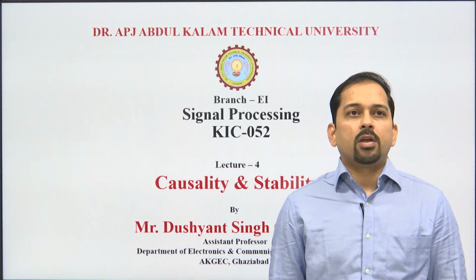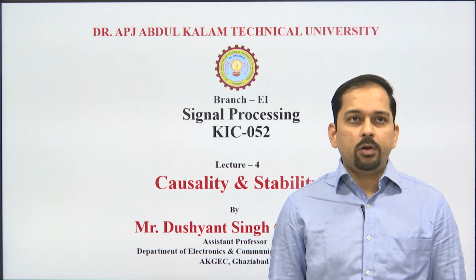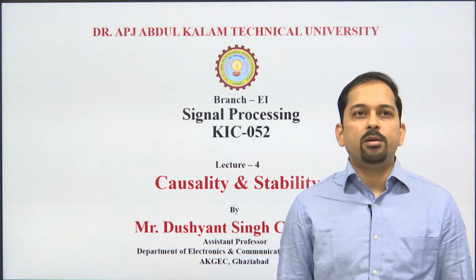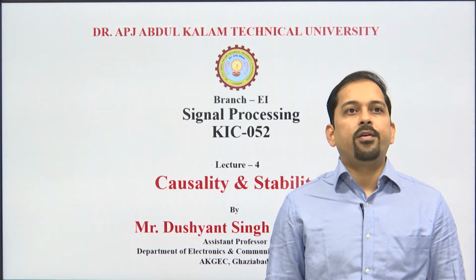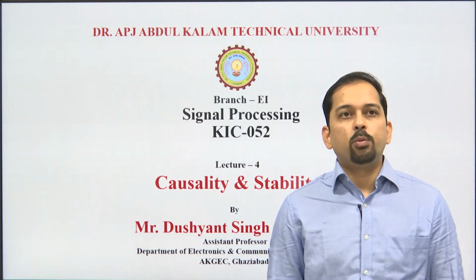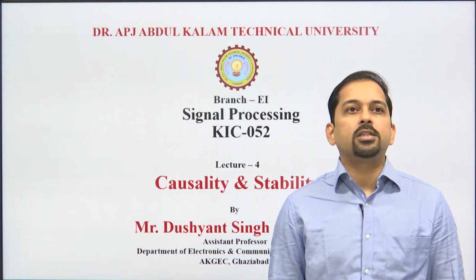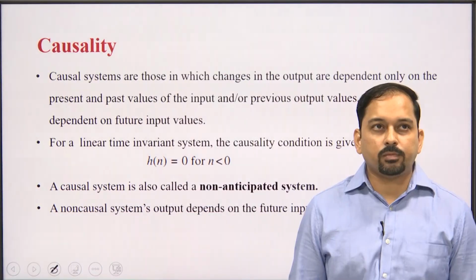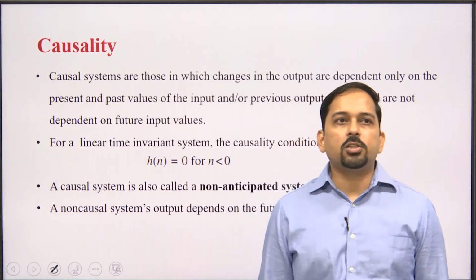Stability means if a bounded input results in a bounded output, meaning let us say the input is finite and it results in the output also being a finite quantity, then it is said to be a stable system. So, we are combining now. So, first of all, what is causal?